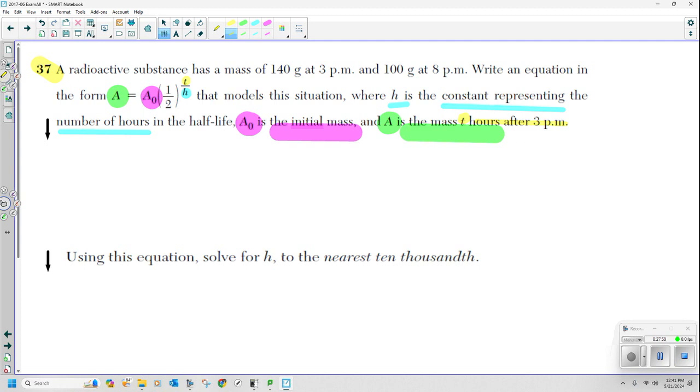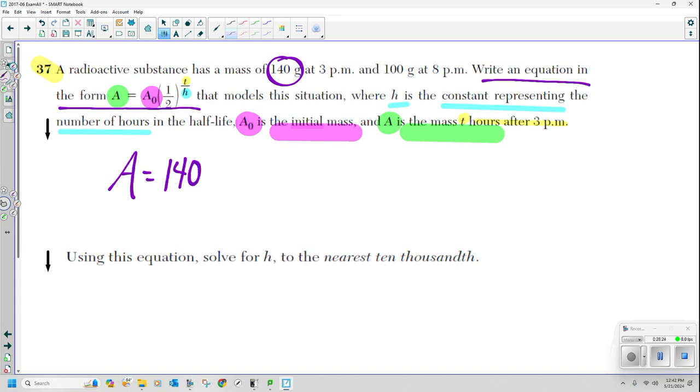Using this, first of all, they're asking us to write an equation. Let's not skip that part. Write an equation in the form of blah, blah, blah. All right. So, first of all, what is my initial mass? Well, they're telling me 140 grams, that's what I'm starting with. So my A sub 0 is going to equal my initial mass, 140 grams.